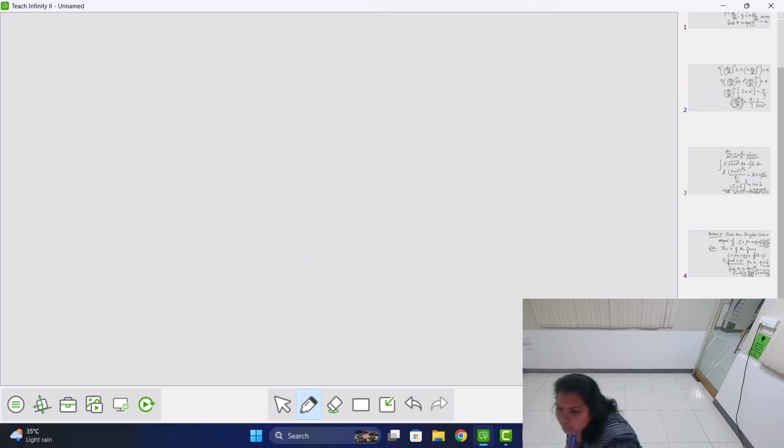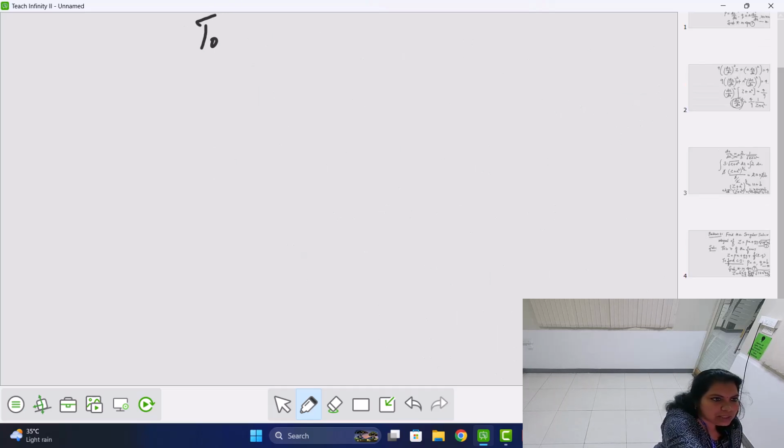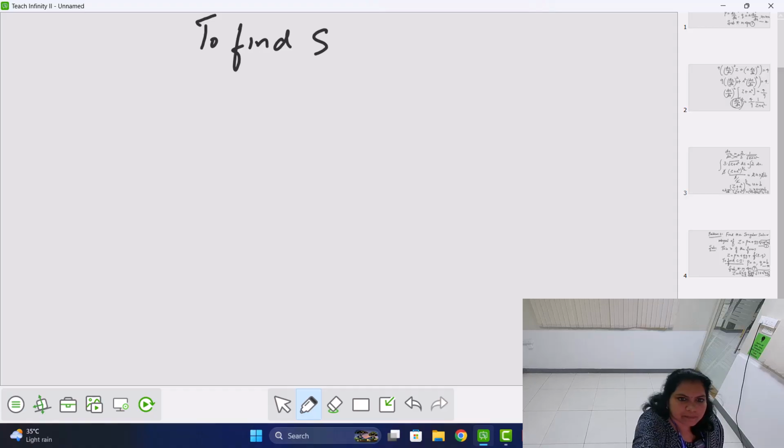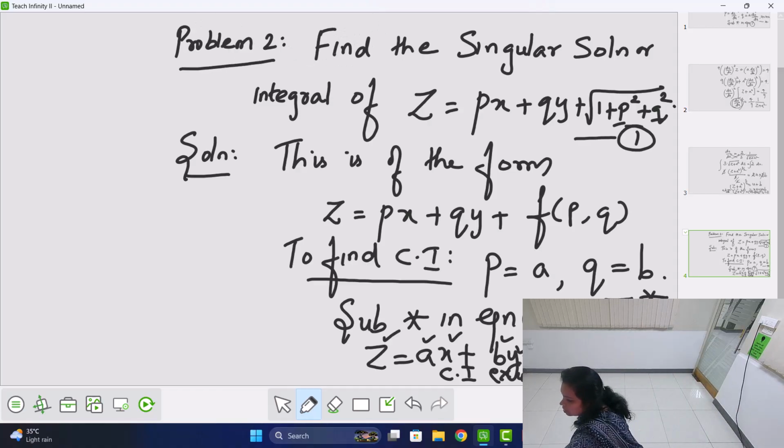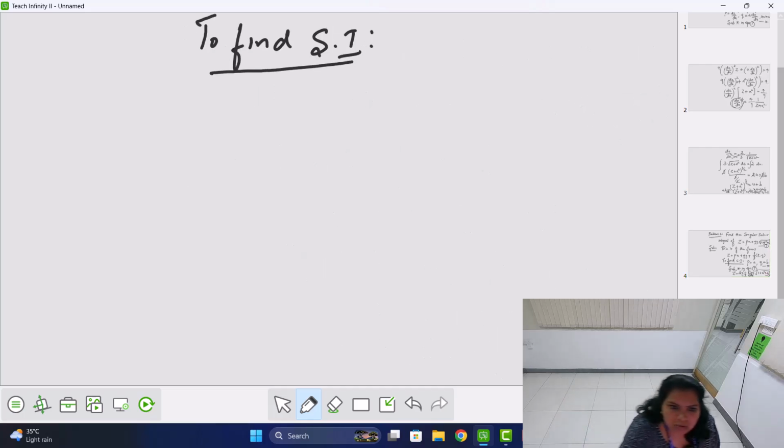Next we are going to prove the singular integral. That is our question. What do we have to know? You have to know this equation 2. We are having a and b that we have to eliminate. How to eliminate? To eliminate a and b.